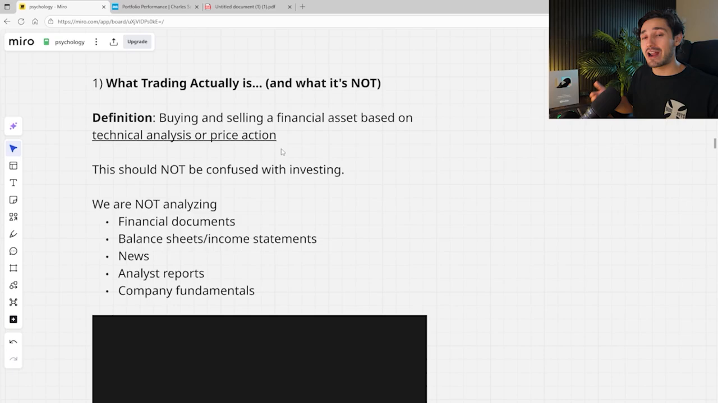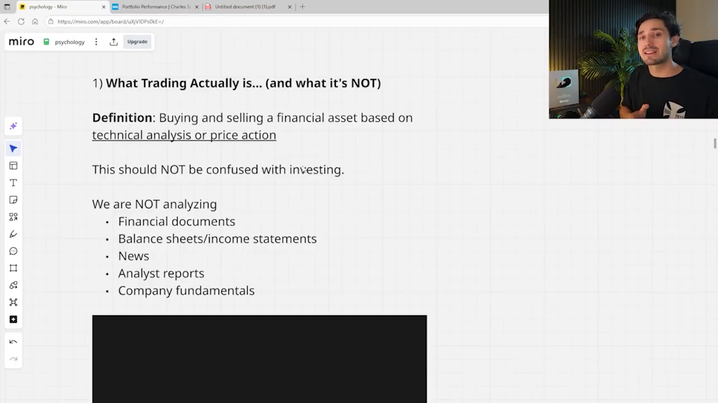And in order to figure out the intrinsic value, most of us look at the financial documents of a company. We look at balance sheets, income statements. We're looking at industry trends. We're looking at the news. We're reading analyst reports. We're understanding the cash flow the company has. We're understanding the assets that's on the balance sheet. We're looking at the fundamentals of the company or of the asset that we're analyzing. And based off those fundamentals, we determine, is it overvalued or undervalued, right?